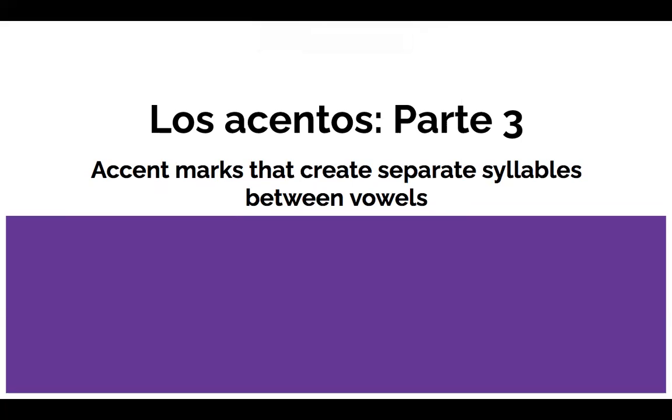Buenas tardes todos. In this video, we're going to learn part 3 of the accent rule. This part of the accent rule refers to words that have two vowels next to each other.